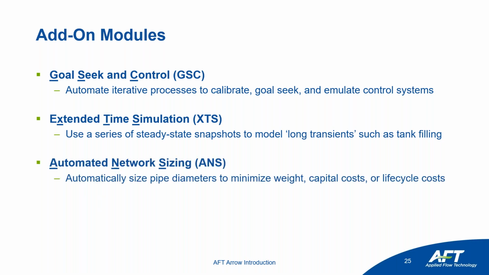The automated network sizing module will test different pipe diameters to, 1, achieve your design requirements. Maybe you have maximum velocities or supply conditions you have to meet, but it can test different pipe diameters to then minimize things like weight, capital cost, or justify a larger pipe to minimize life cycle costs. Maybe a larger pipe creates less resistance. Your compressors and your other equipment don't have to work as hard. You save that energy over the life cycle of your system.